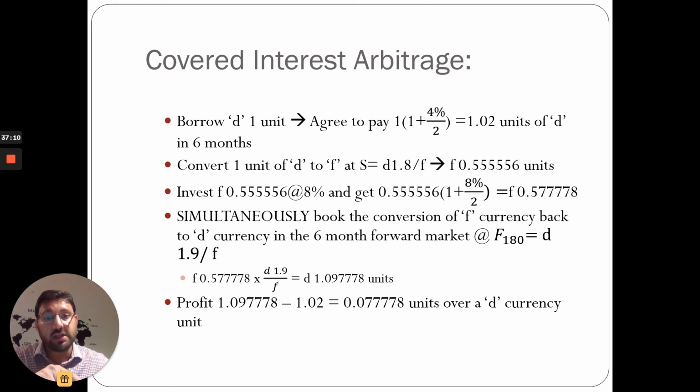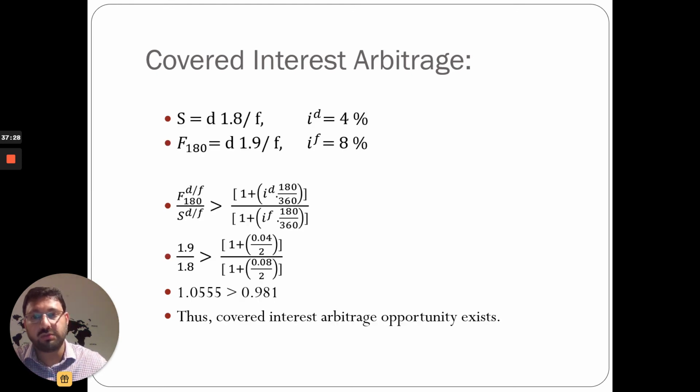Simultaneously, lock your position at the 6 months forward, where you will be selling your 0.57778 to buy the D currency from where you actually started, and you need to lock it at the forward rate. So the forward rate given is 1.9 units of D currency to buy 1 unit of F currency.